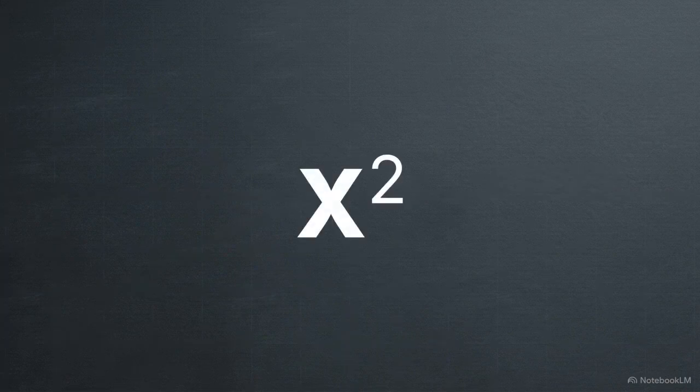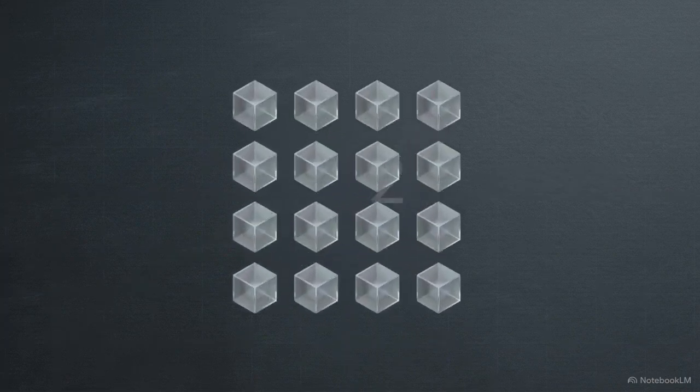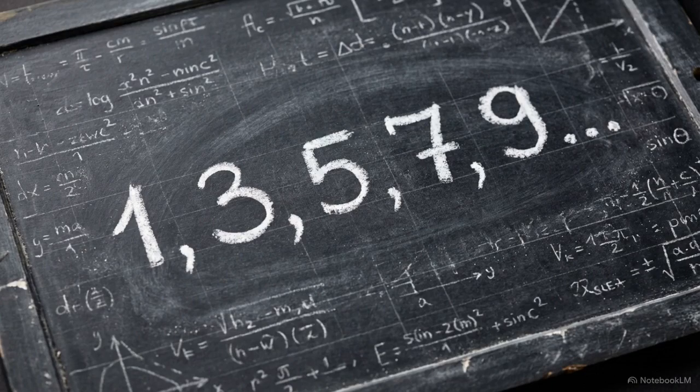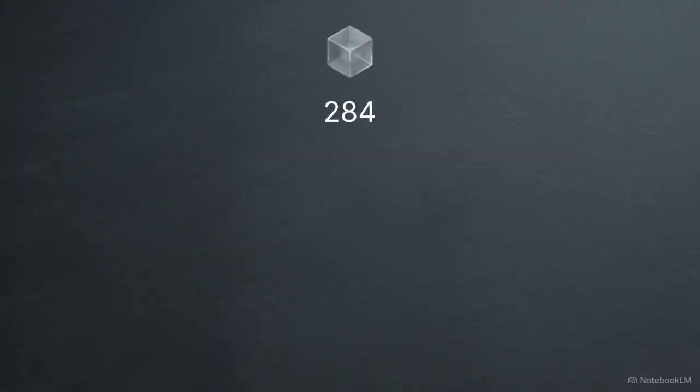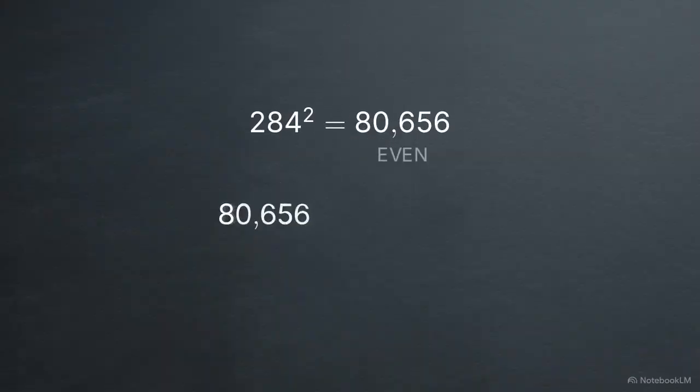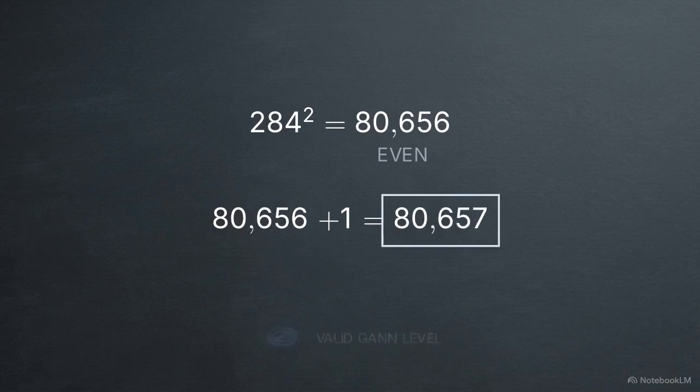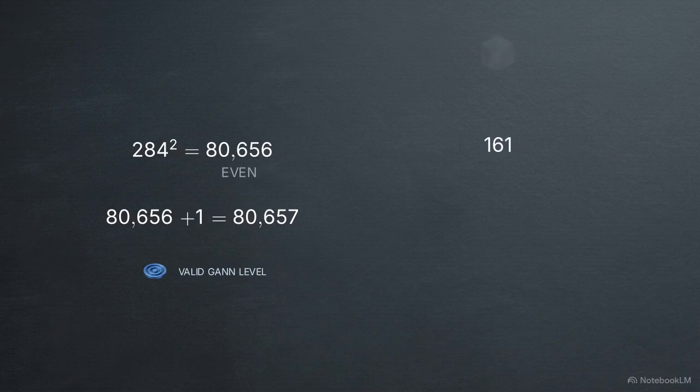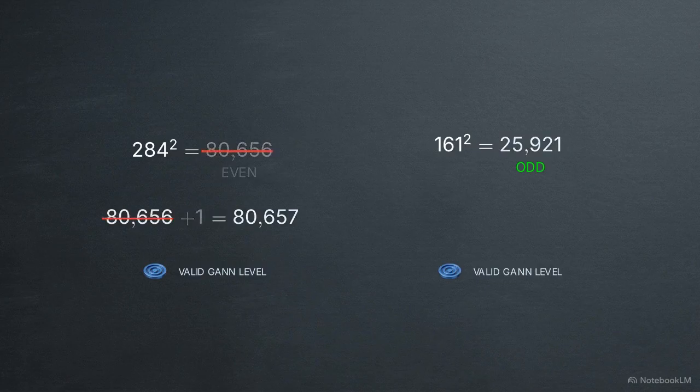The foundation of a GANN level is a natural number multiplied by itself. Our specific rule is that we are looking exclusively for odd numbers to act as our final levels. Squaring 284 gives 80,656. Because this is an even number, we add exactly 1. The final GANN number is 80,657. If the result is naturally odd, like 161 squared giving 25,921, no adjustment is needed. It instantly becomes a valid GANN level.